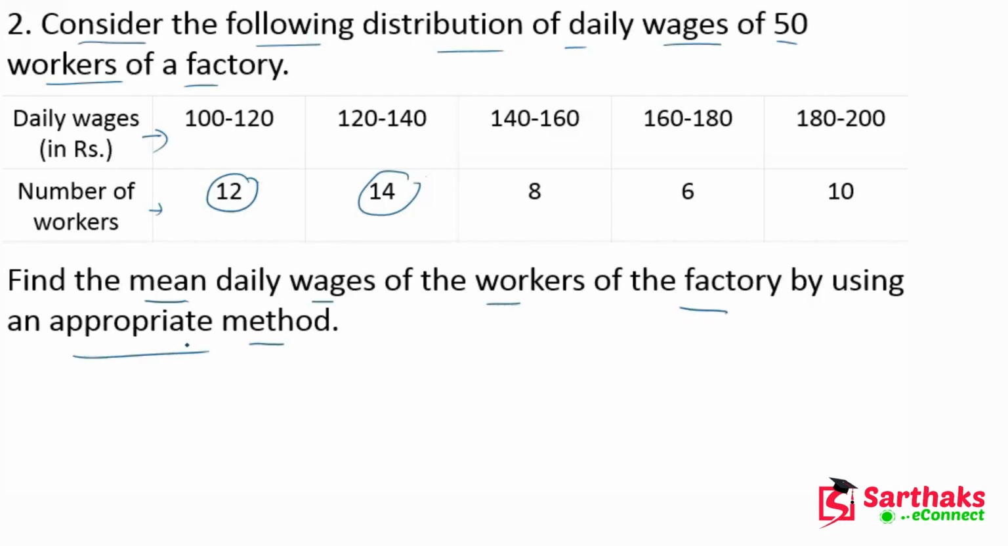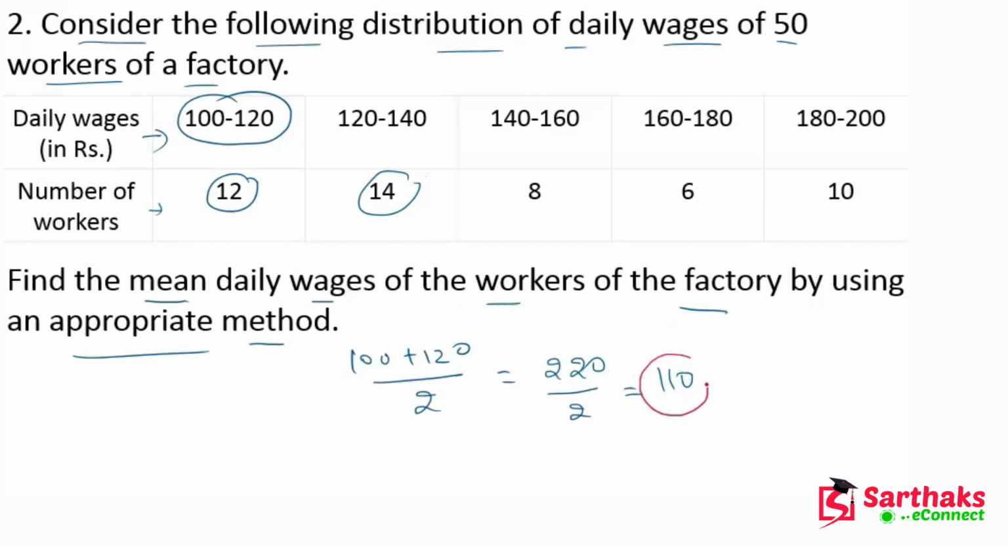Now, my dear friends, in this case, the value of midpoint xi is very large. If we find the midpoint of this interval, we get 100 plus 120 divided by 2, which is equal to 220 divided by 2, so this will be 110. So this is very large, meaning the midpoint of the interval is large. So in this case we are finding the mean by the step deviation method.